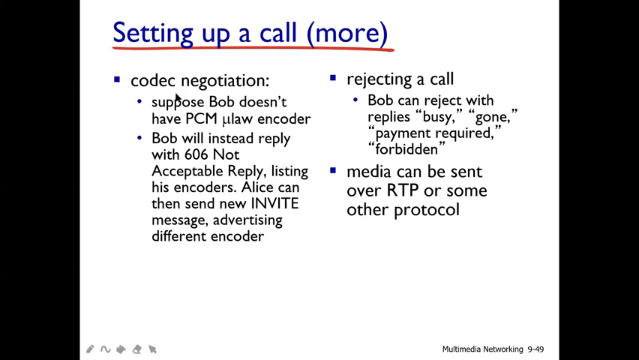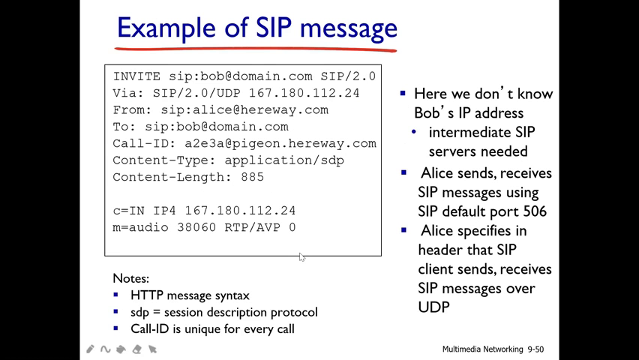And suppose one more case: Bob can reject the call in between, by replying that he is busy, gone, payment required, or something like that. At that time the media has to send this kind of reject message over your RTP stream, or you can utilize some other protocols. So these are some ways of transferring the call from one place to another.